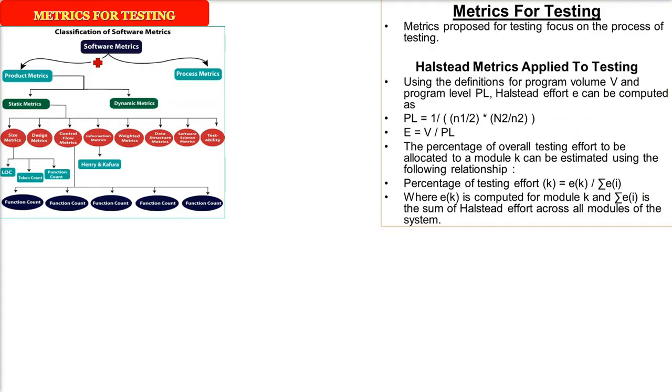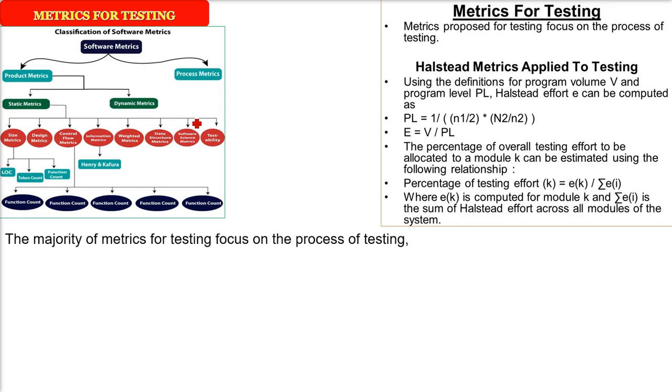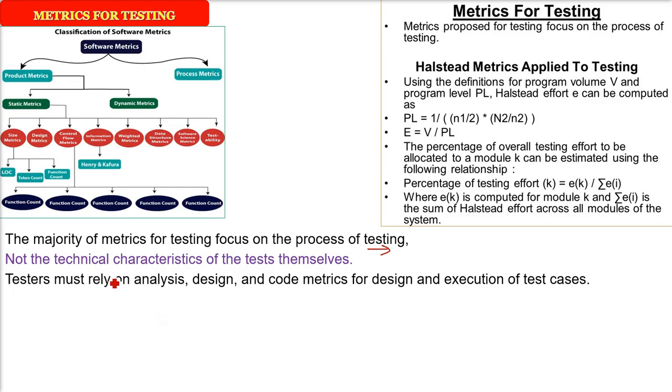Metrics for testing. The majority of the metrics which we have seen for testing focus on the process of testing, what process is being adopted, but not on the actual technical characteristics of the tests themselves. So the tester has to do what? They have to rely on the analysis, design, and code metrics for design and execution of the test cases. So they have to rely upon all these.